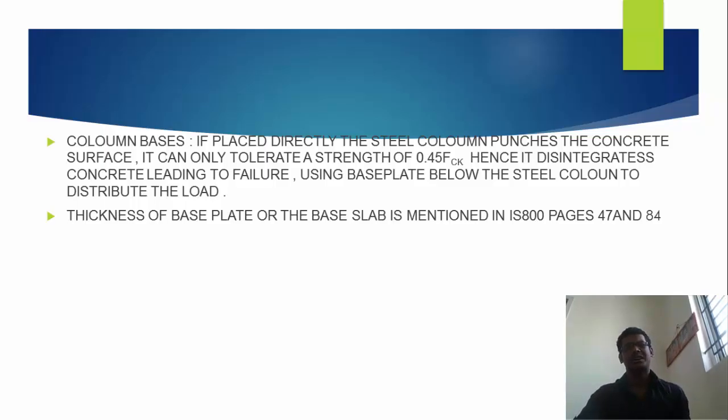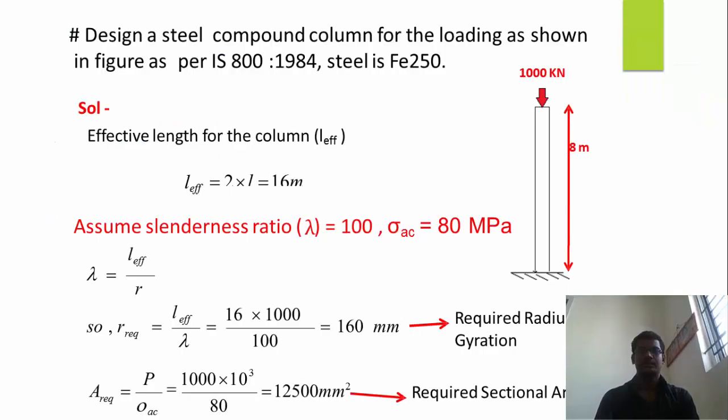The concrete can only tolerate a strength of about 0.45 fck. Otherwise, it disintegrates, leading to failure. Hence, a base plate is used below the steel column to distribute the load. The thickness of the base plate or the base slab is mentioned in IS 800, pages 47 and 84.